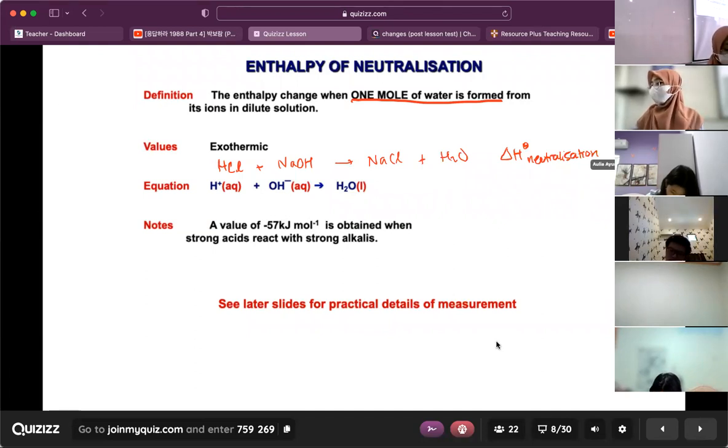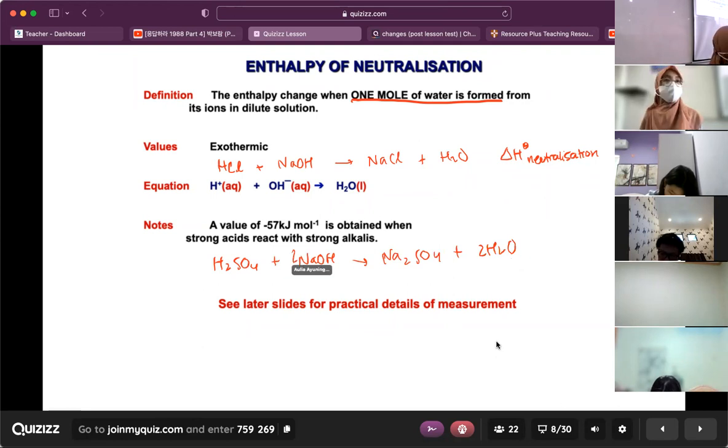It will be different if you have H2SO4 plus NaOH, which gives Na2SO4 plus 2H2O. So the enthalpy change of neutralization here, because it's producing 2 moles of water, whatever value is given, you have to divide it by 2, because according to the definition, it's 1 mole of water formed. So please be careful when you find this kind of reaction.